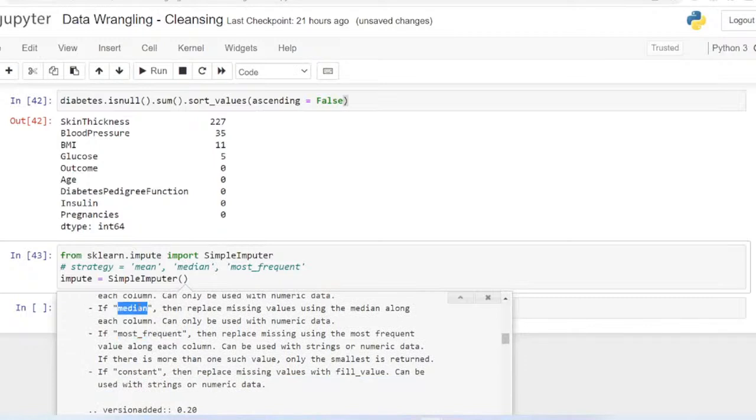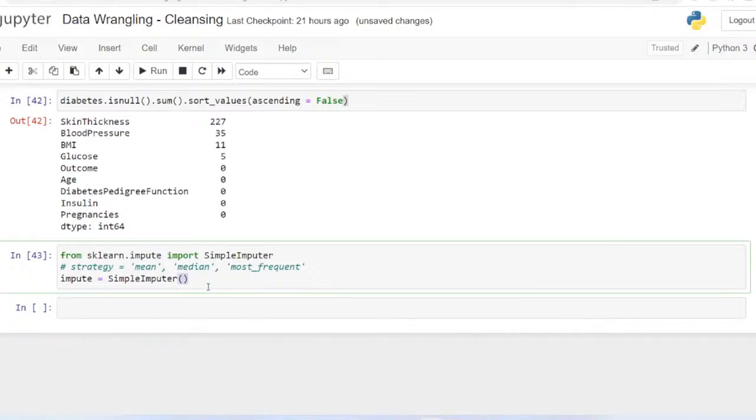In this case, I like to apply the strategy as median. So you'll apply a strategy here, and the strategy could simply be applied as median.